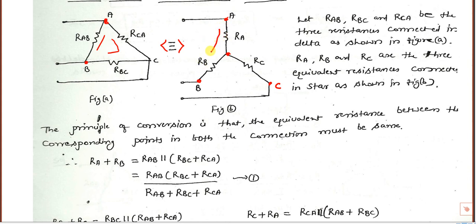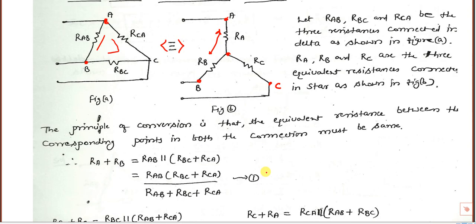In the star, between A and B we have RA and RB, and these two are in series. RC does not come into the picture because the C end is not connected; we are measuring resistance between A and B, so you have to ignore it. So it is RA plus RB in series. The star equivalent resistance between A and B is RA plus RB. This should be equivalent to the delta equivalent resistance between A and B, which is RAB parallel with RBC plus RCA. That is equation number 1.